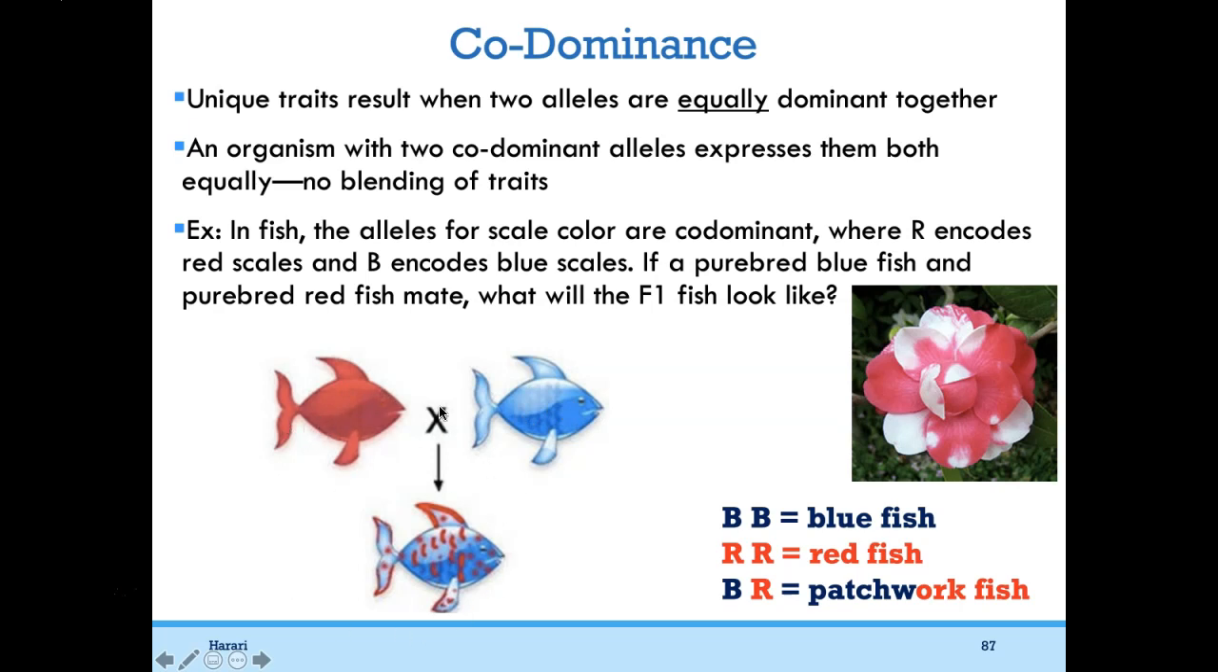When they have a baby fish, that fish will be a patchwork of both blue and red. So the F1 will be BR, a patchwork fish. Again, if I had said this problem differently, let's say I said that R is dominant over blue, and we do this mating, then what would you expect the F1 to look like? The offspring would then be red, if red were completely dominant. But in codominance, both dominant traits are expressed equally.